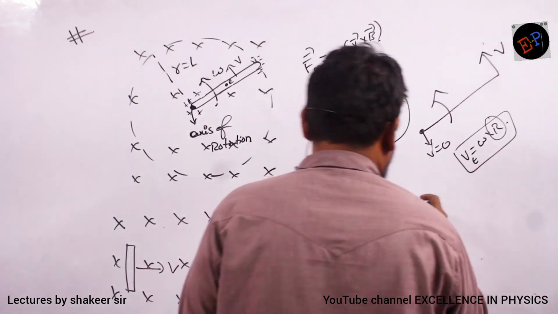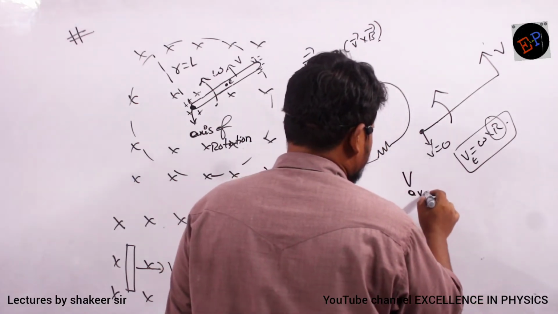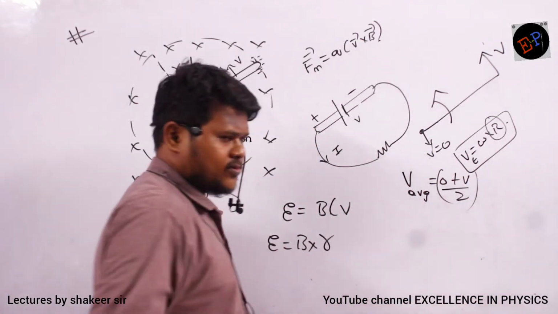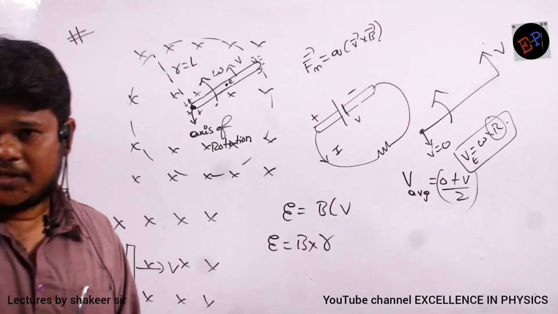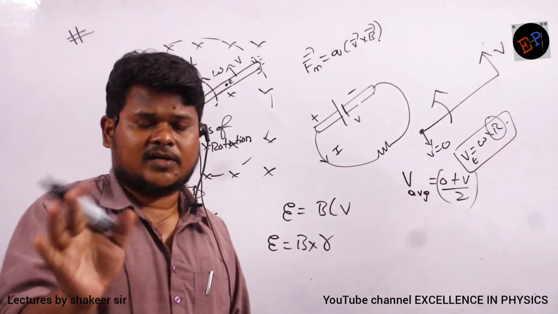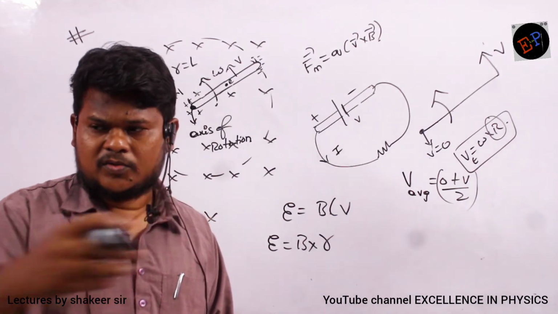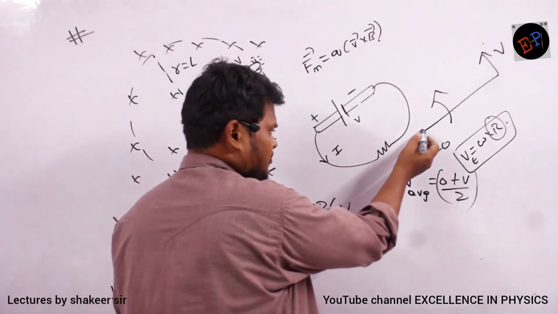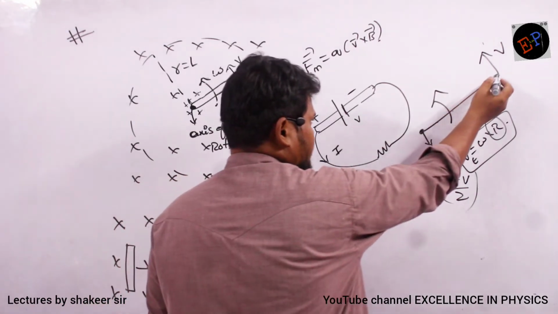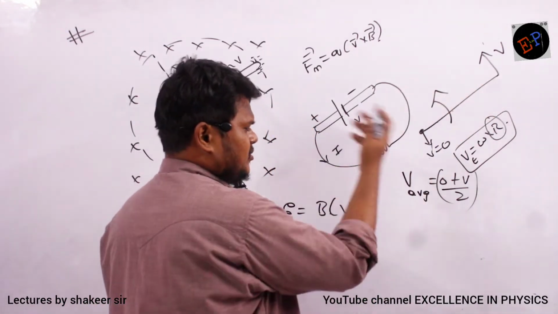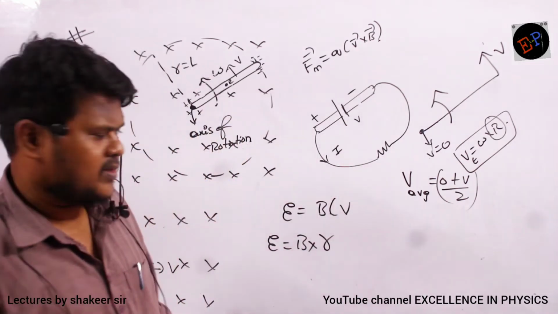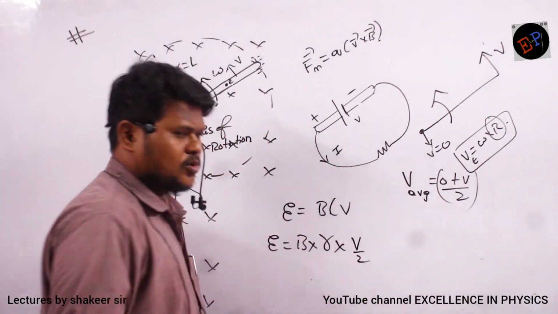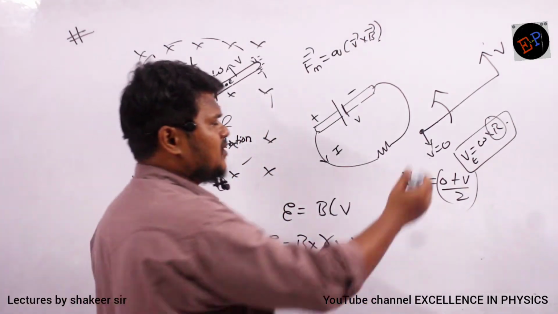So therefore average velocity I can calculate, no? Average velocity is minimum velocity plus maximum velocity divided by 2. I can take like this also. The conductor does not have a constant velocity throughout; velocity is changing. At the point of contact velocity is 0, at the highest point velocity is V. So better you take average velocity. So therefore average velocity is how much? V divided by 2.